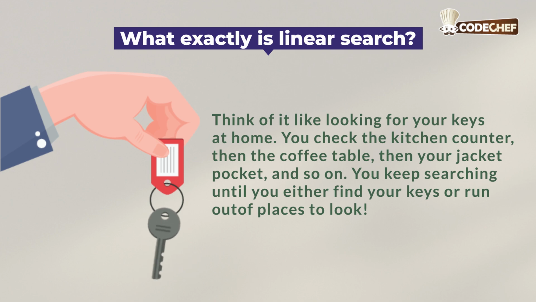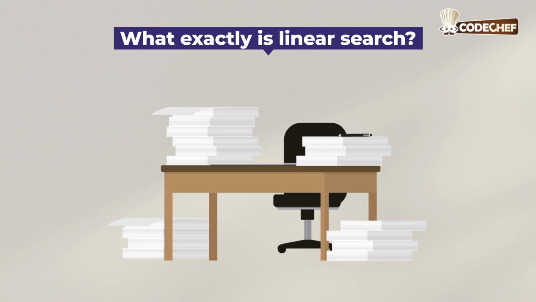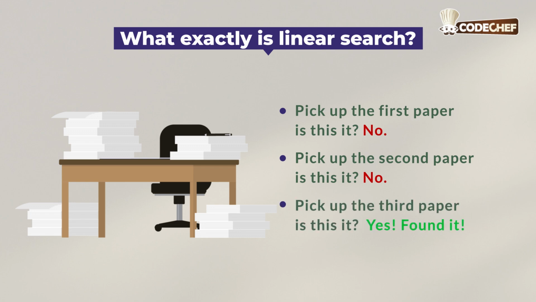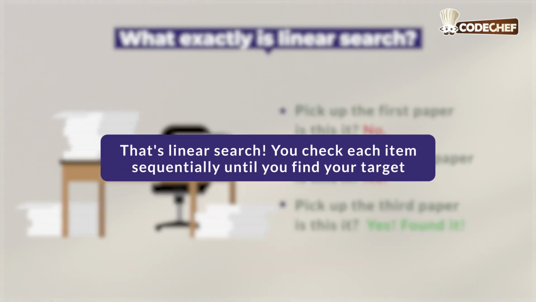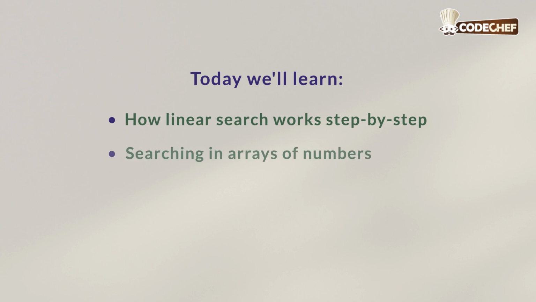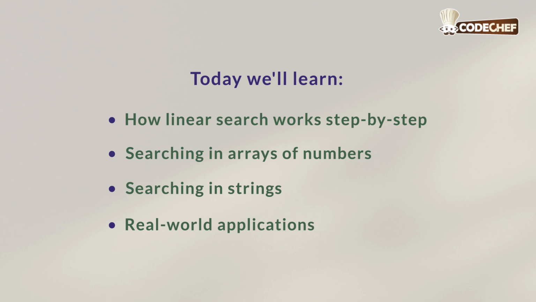Here's a real-life example everyone can relate to. Imagine you have a pile of papers on your desk and you need to find a specific document. First, you pick up the paper. Is this it? No. Then you pick up the second paper. Is this it? No. Then you pick up the third paper. Is this it? Yes. Found it. So that's linear search. You check each item sequentially until you find your target. Today, we learn how linear search works step by step, searching in arrays of numbers, searching in strings, and real-world applications. So let's dive in.